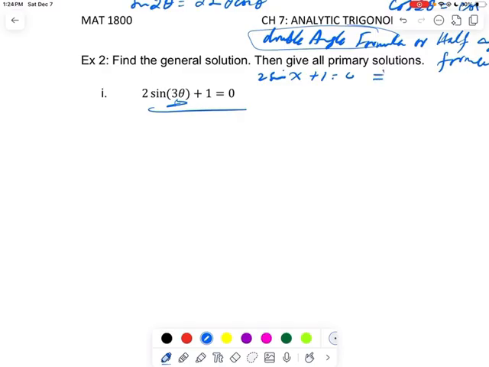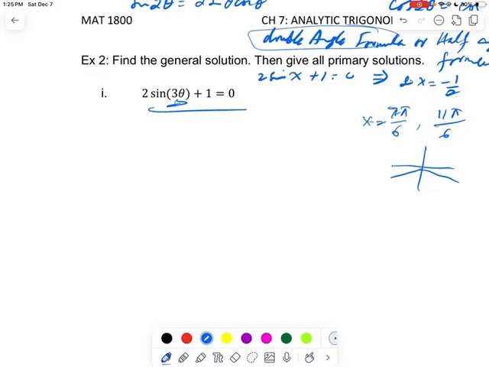So how would you do that? Well, you can write it as sine of x equal negative 1 over 2. So now you have to get the x value. So x is going to be 7 pi over 6. And if you are looking at the primary solution, it will be x is equal to 7 pi over 6 or 11 pi over 6. Because remember, sine is negative in the 3rd quadrant and in the 4th quadrant.